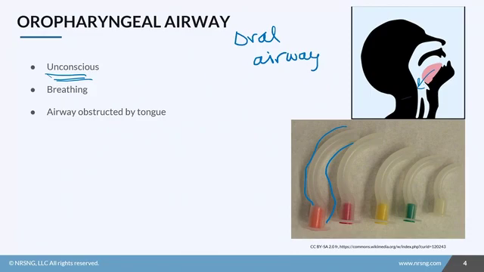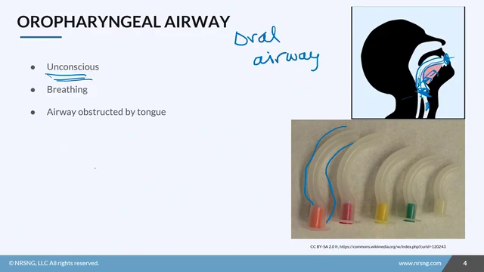So when we insert this oral airway, we're again going to measure from the corner of the mouth to the angle of the jaw to make sure we're getting into the right place. And when we insert it, we're going to pull their tongue forward and insert this hard plastic tube so that it keeps their tongue out away from the back of their throat. And again, because it's hollow, we can also suction through it to get any secretions out if we need to. Again, only unconscious patients and only if they're breathing or trying to breathe.